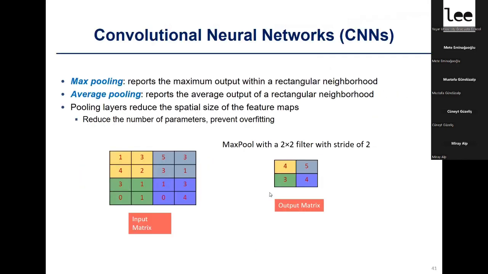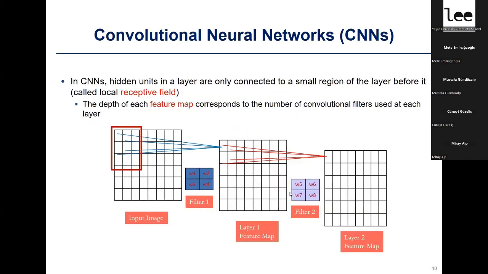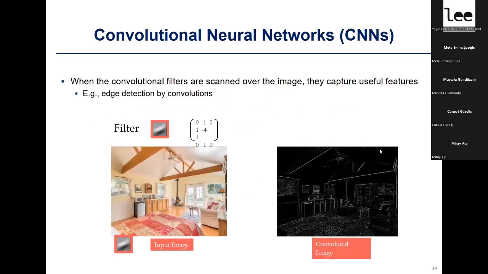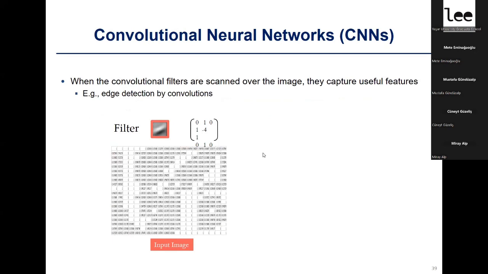And of course, there are a lot of different things to decide upon. Should you be using, for instance, a 2-by-2 filter for max pooling or 3-by-3? Or how many filters are you going to be using? Or how many convolution layers are you going to be using? And what will be the parameters of your filters? Which filters will you use? Only edge detection or something else?